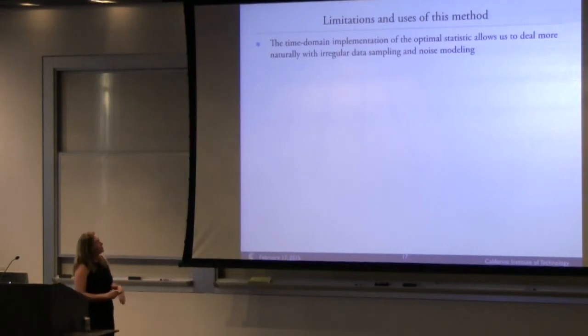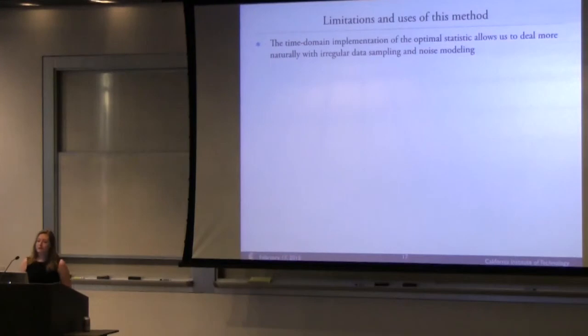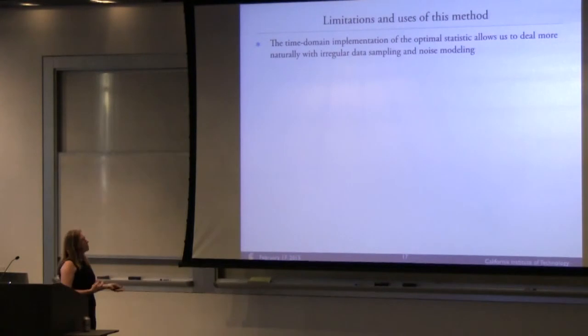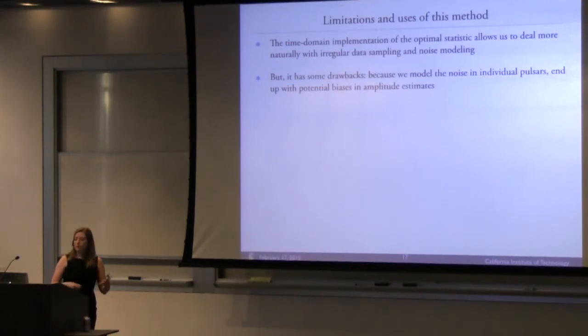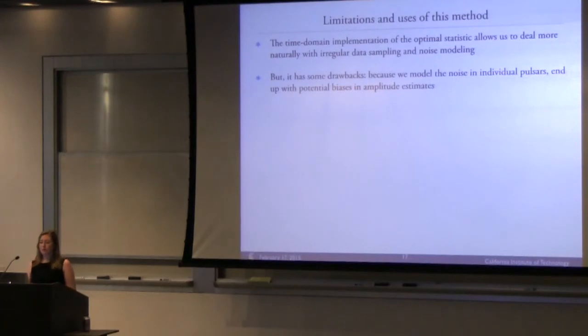So the reason that we started working in the time domain was that we needed to find a way to deal with these irregularities in our sampling. We had to figure out how to deal with all the noise. And this is a very lovely method to do that. But it has drawbacks. And it has to do with how we model the noise, which is much more detailed than I want to talk about today. But you basically model the noise at each pulsar individually. What ends up happening is that you can have potential biases in the amplitudes you recover. So it's got some drawbacks.